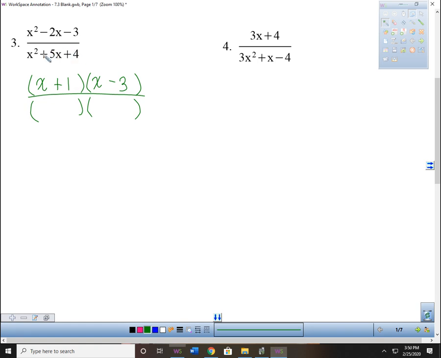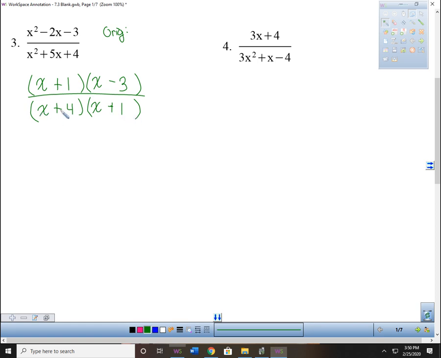I've got a plus in the back, so that's 2 of what's in the front. And then I have x and x. And what multiplies to make 4 and adds to make 5? That would be 4 and 1. So I look at this and I go, okay, well, I see that in my denominator, I have an x plus 4 and an x plus 1.